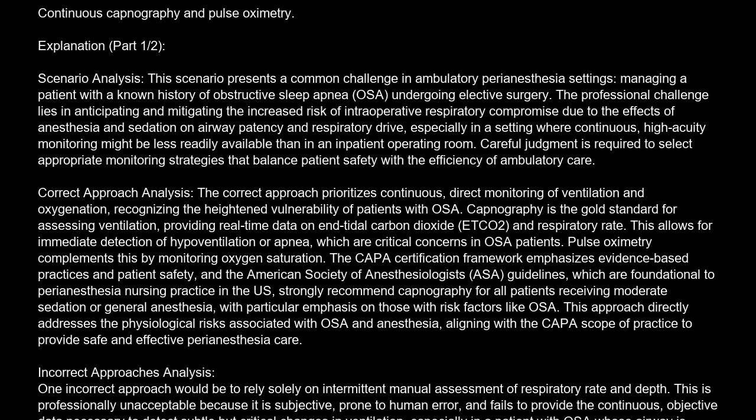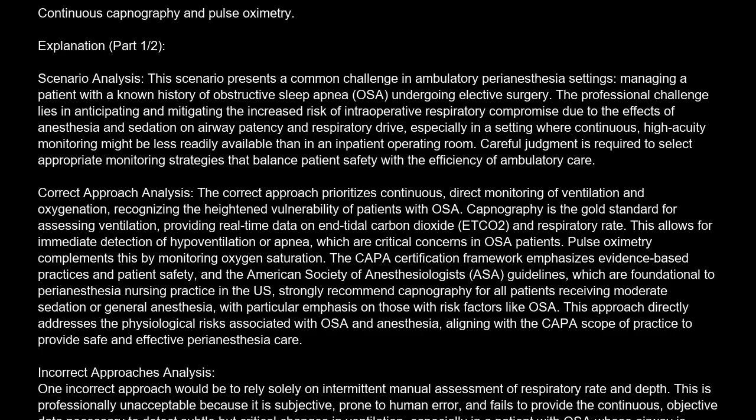The correct answer is B. Continuous capnography and pulse oximetry. Explanation: scenario analysis. This scenario presents a common challenge in ambulatory perianesthesia settings, managing a patient with a known history of obstructive sleep apnea, OSA, undergoing elective surgery.